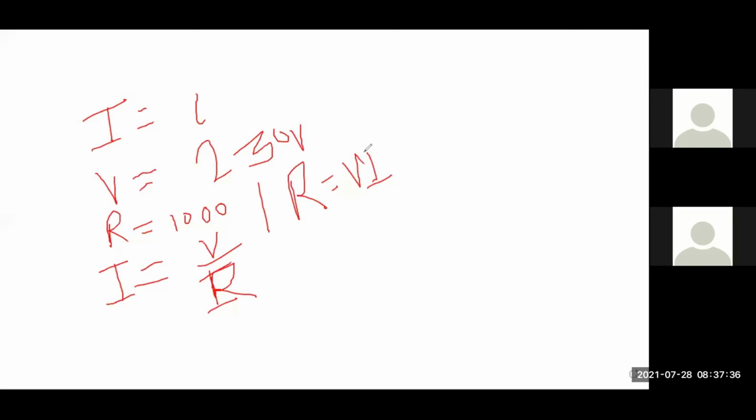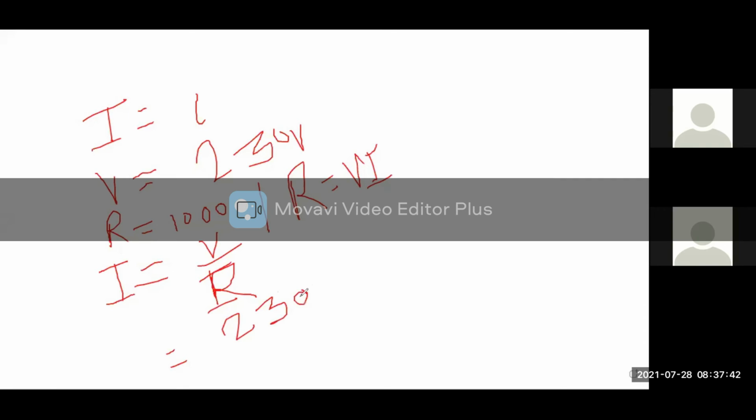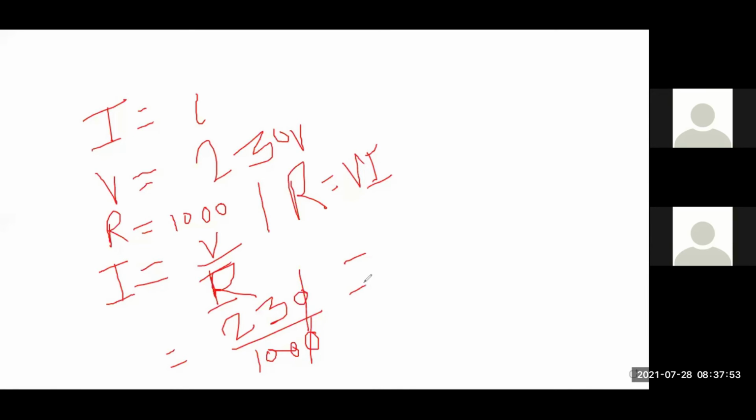Now put the values. Voltage is given 230 volt and R's value is given 1000 ohm. Now we have to divide this. The 0s can cancel, and then 23 divided by 100. So we'll get the answer in decimals.